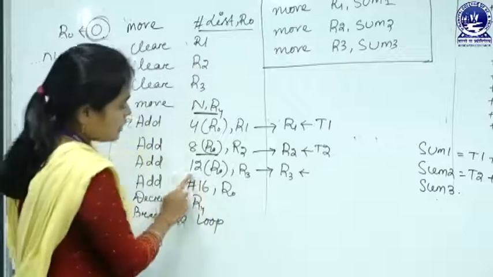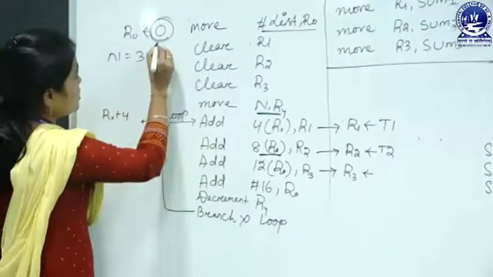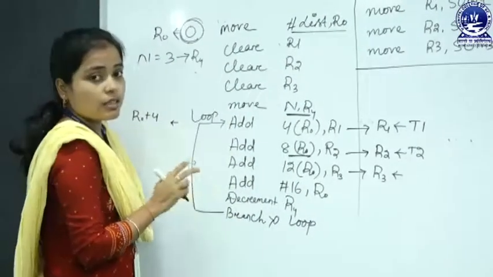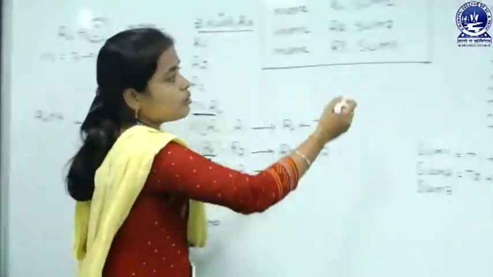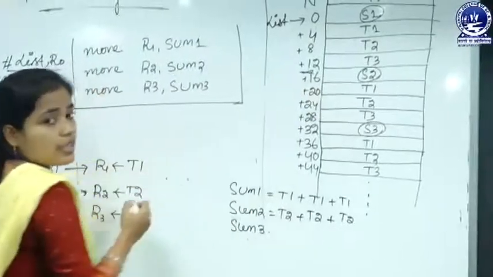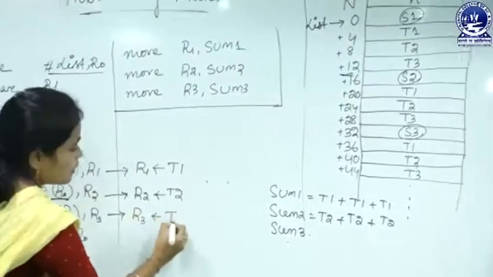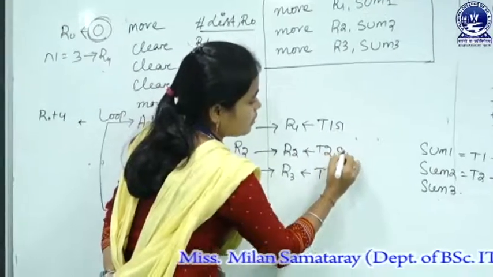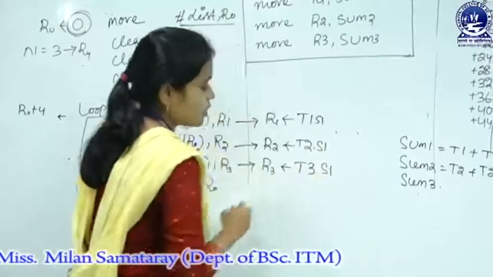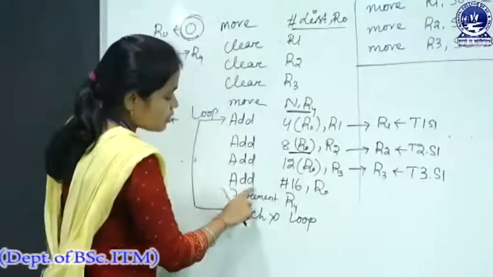So, what is the content of R0? R0 is here 4, because we are not updating the content of R0. By adding 12 we go to this memory location. So R3 now gets T3. So it is T1 of S1, T2 of S1, and T3 of S1. Now, what is the next instruction?